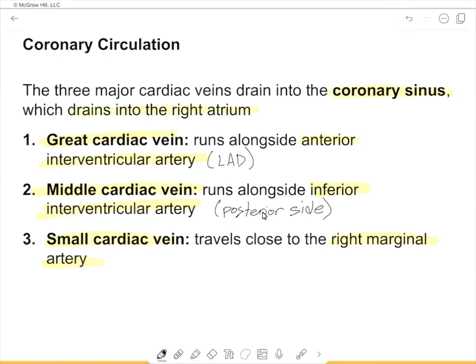So the entrance points into the right atrium are going to include the superior vena cava, which is going to have deoxygenated blood from the top of the heart, the coronary sinus, which is returning deoxygenated blood from the myocardium, and finally the inferior vena cava, which is returning deoxygenated blood back to the right atrium.